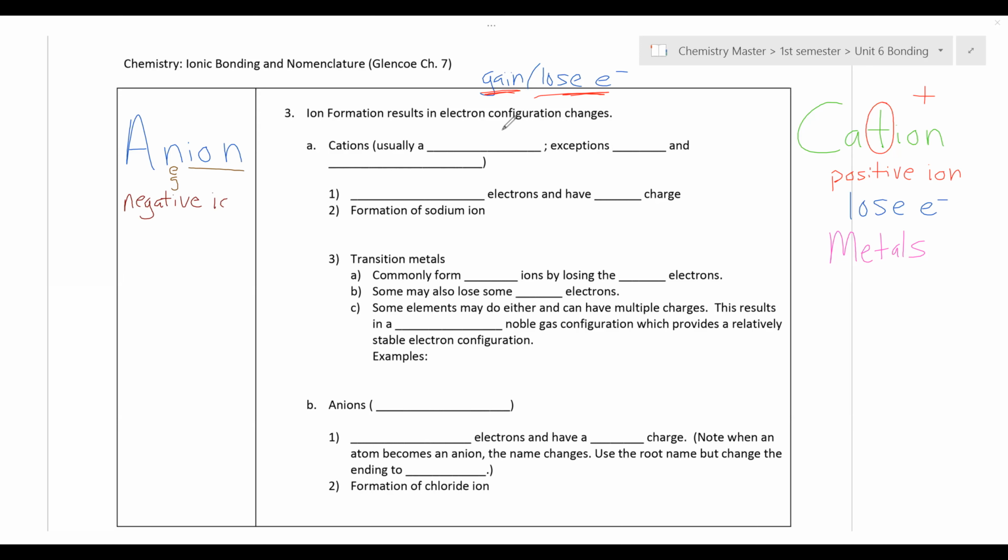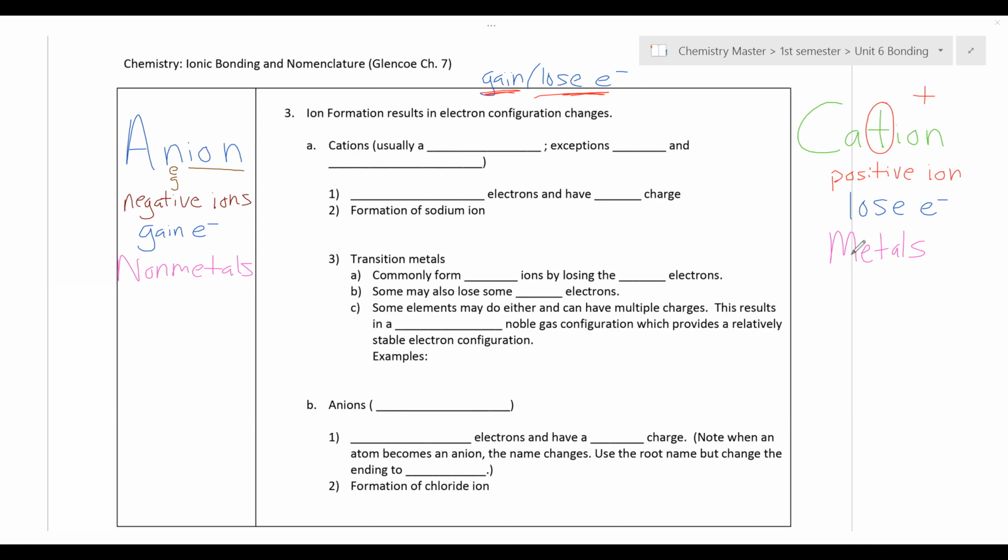So anions are the negative ions. How do we make those? What do we need to do? Gain electrons. Excellent. And who do you think forms anions? Non-metals. Excellent. Somebody online, who's the opposite of a metal? Non-metal. So non-metals form anions. Yes, nice job, Brooklyn.